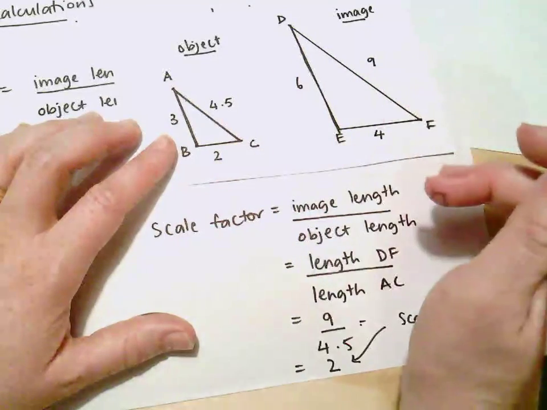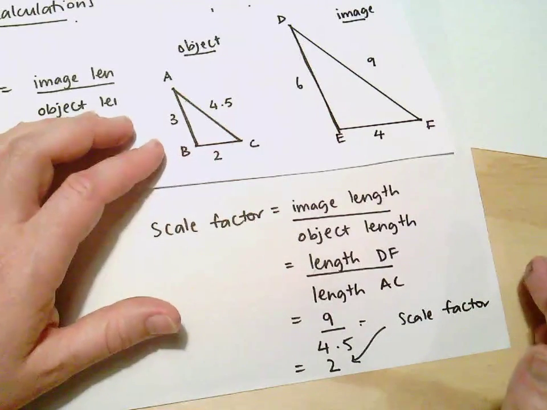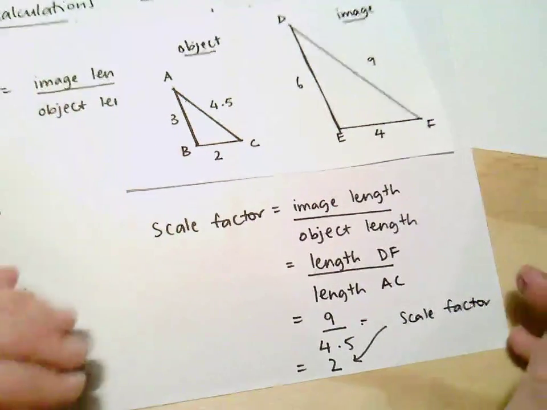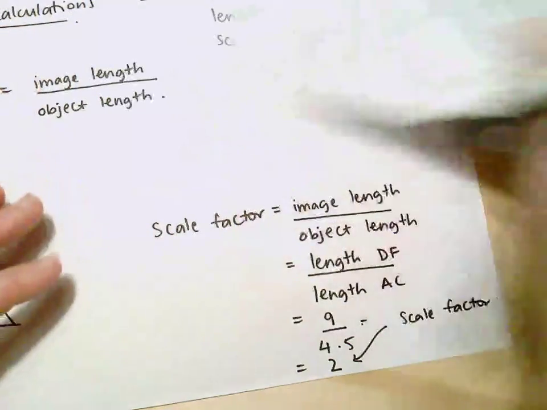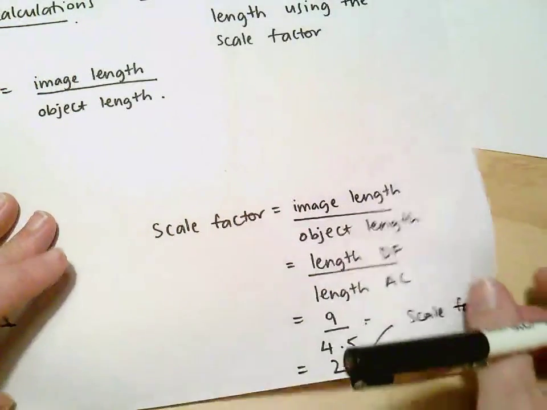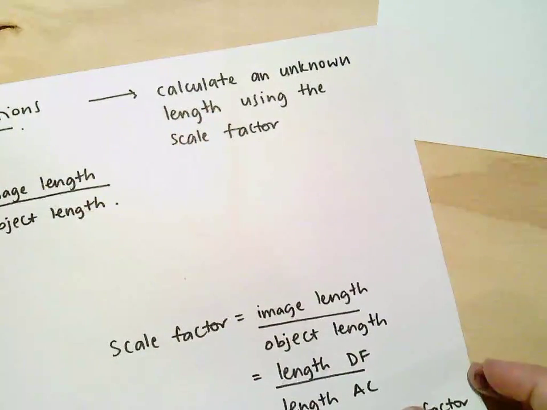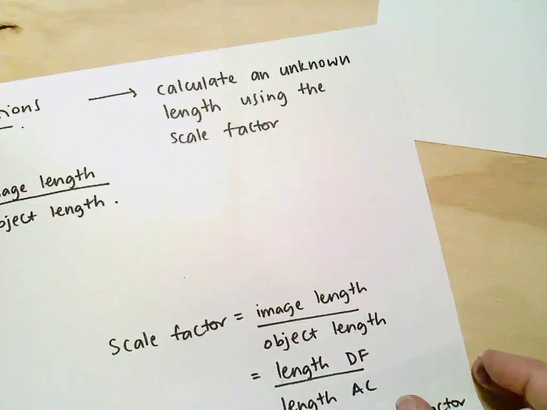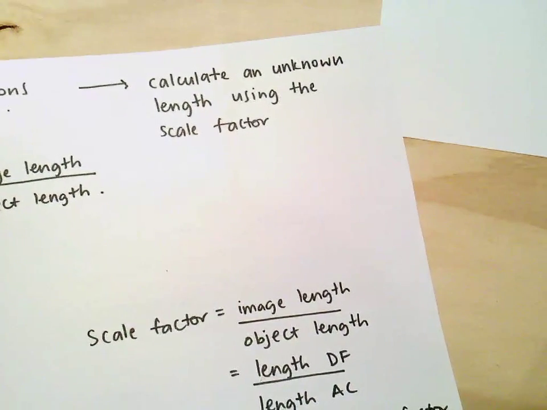It wouldn't matter which pair of sides I choose for this calculation, they'd all give me the same thing. So we did this calculation before to prove that they were similar, but now we're actually putting a name to that and calling it the scale factor. The second type of calculation that we need to do is calculating an unknown length using the scale factor. So in these questions, you're going to first of all need to calculate the scale factor and then use it.